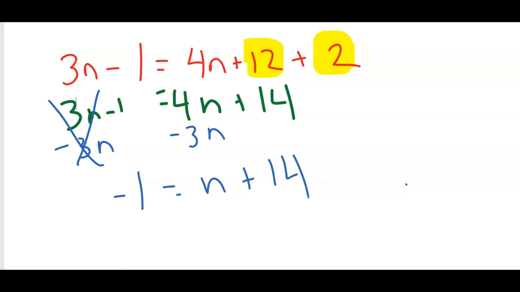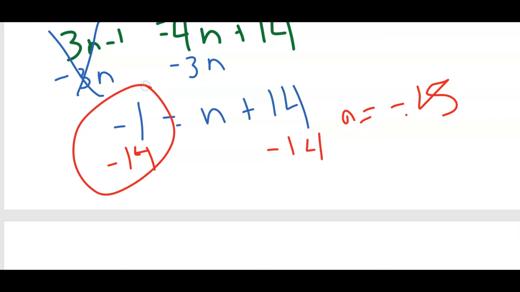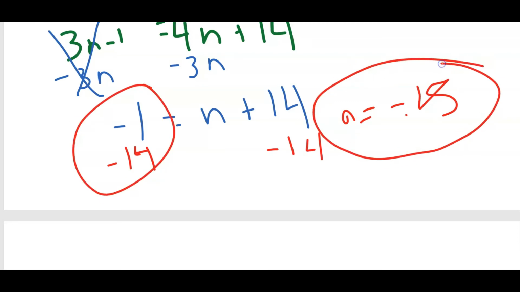Okay, now I need to get rid of this positive 14. I would just subtract it. So we're just solving equations at this point, and that's going to give me n equals negative 15. When I take negative 1 minus 14, that would be my final answer there.